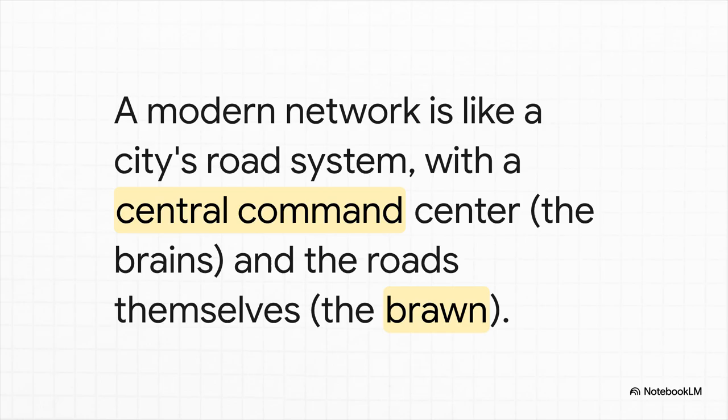I think the best way to picture it is to think about a city's road system, right? You've got the roads themselves, the brawn, with all the cars and trucks actually moving around, and then you have a central traffic command center, the brains, making all the rules in real time about where everything should go. In the networking world, this separation has a name. They call it decoupling. The brains, that's what's known as the control plane. It's a centralized controller making all the big picture decisions. And the brawn is the data plane. That's the actual hardware, the switches and routers, doing all the heavy lifting and moving data at insane speeds.